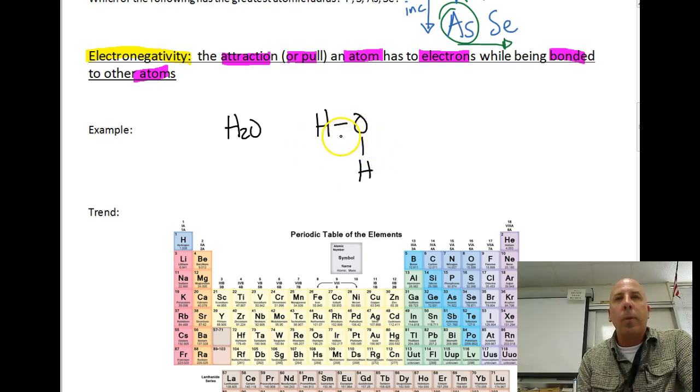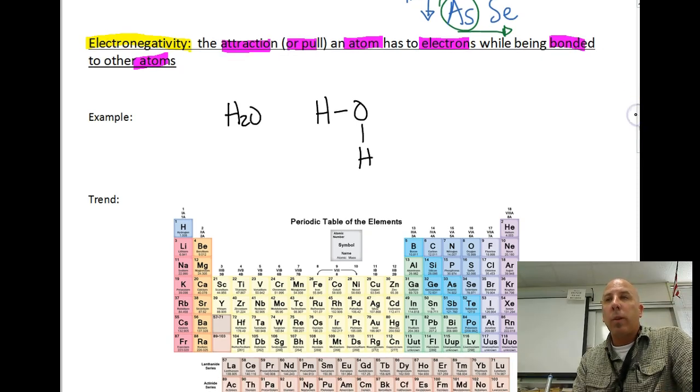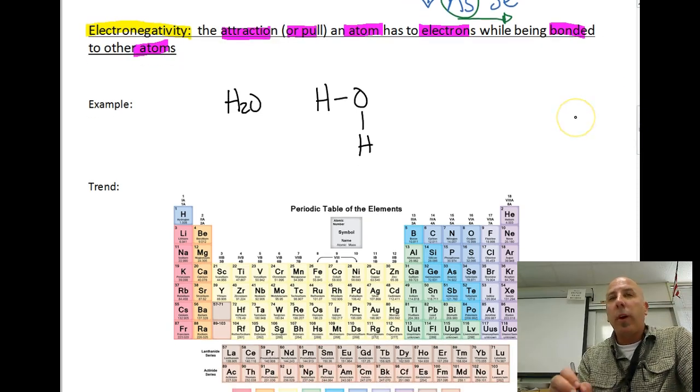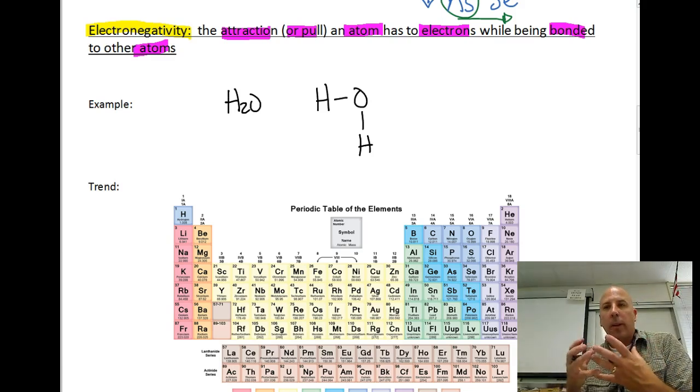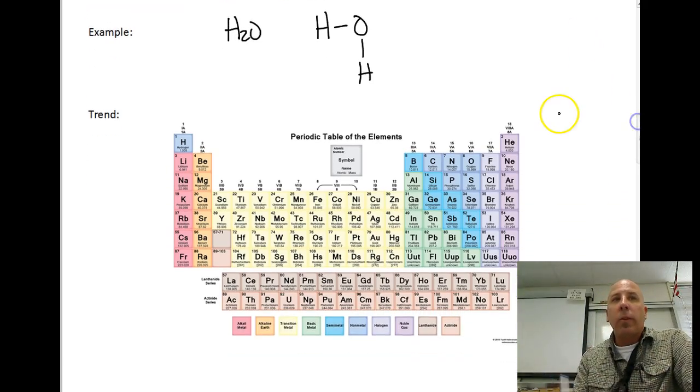There's our H2O. Now, when these atoms bond, and we're going to get more into detail of this bonding, they share their electrons so that they can have noble gas electron configuration. We call it the octet rule. And we'll get more into this later. But they don't share equally. And so we have to look at the trend for electronegativity, this attraction, this pull of electrons. And that's what we're dealing with here. So let's take a look at our trend.